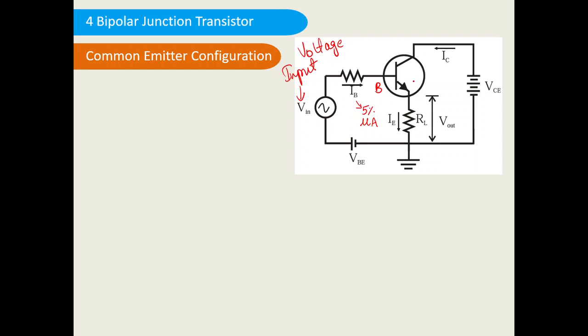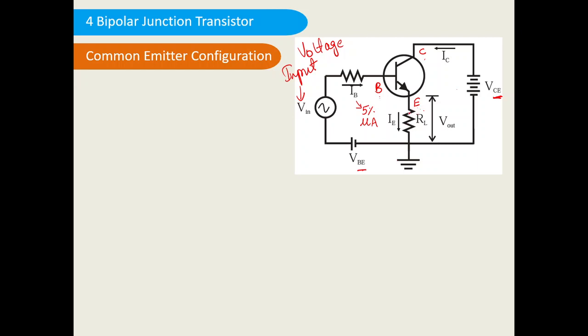While this is the collector and this is the emitter side. So emitter is connected to ground. That means emitter is common between base and collector. So that's why the name is common emitter configuration. The collector plate is connected to a power supply which is called VCE, that means the voltage across collector and emitter. While this is called VBE, that means the voltage across base and emitter.